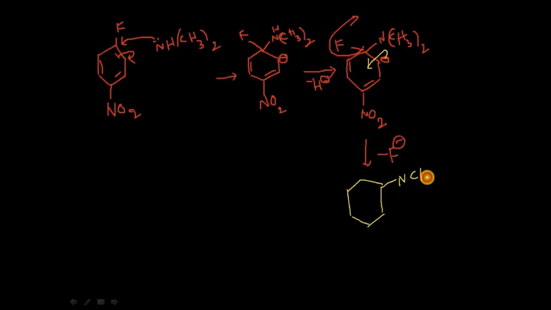So it is N(CH3) twice, and I will be getting a double bond here. Here a double bond. And this is NO2. So this is the product after the treatment with this amine in DMF.